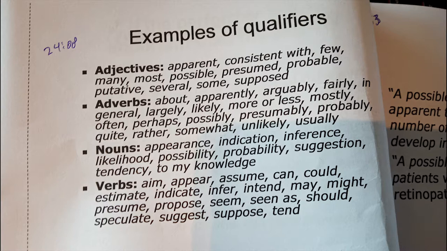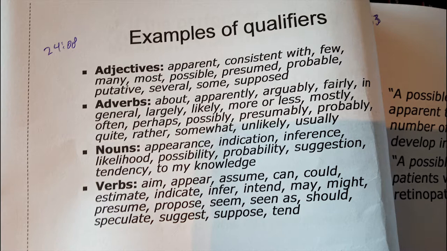Appearance, indication, likelihood, possibility, suggestion, tendency, or a verb. And these are maybe the most common. Aim, appear, assume, can, could, estimate, indicate, infer, intend, may, might. These ones we use all the time in our discussion section. Presume, propose, seem, should, speculate. All of these mean, I think, but I don't know, right? And they're very important to help separate the fact from the implication, from what is true to what I think is true but cannot prove, especially in the discussion.